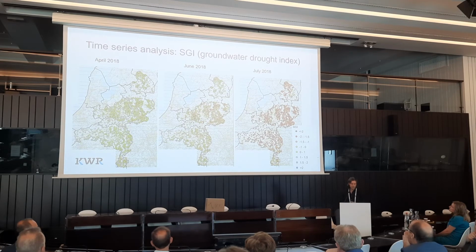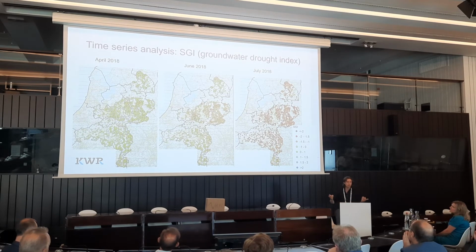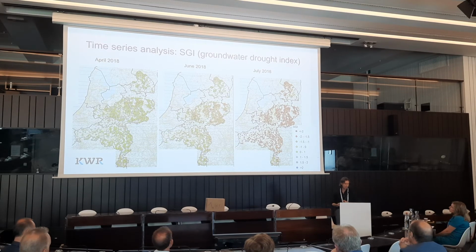KWR within our project did the time series analysis. They calculated the standardized groundwater index, and when it's lower than minus 1.5, we talk about groundwater drought, which is extreme. So also in April, nothing is happening. In June, some orange colors are appearing, and in July almost the entire area is dark red.